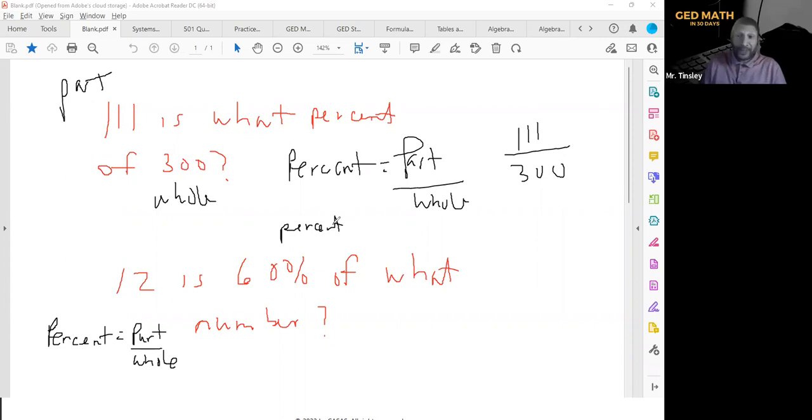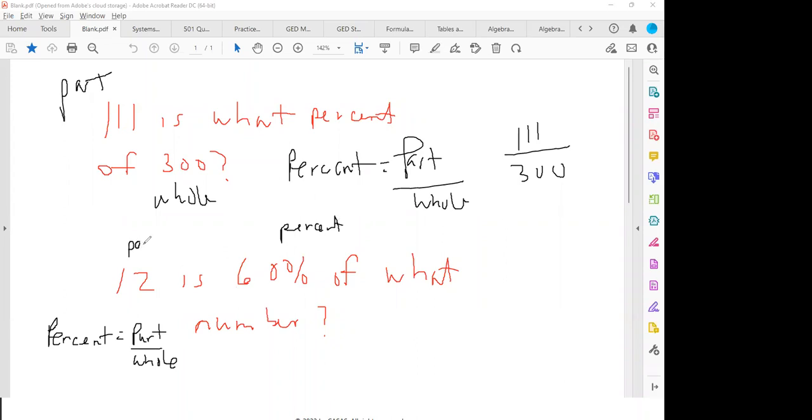If it said 12 is 100% of what number? Okay, then 100% is all of it. We know 12 is the whole too. But what I'm saying is they're telling you it's only 60%. Can 60% be the whole? Can it be all of it? No. So 12 is your what? It's the part. It's your part.